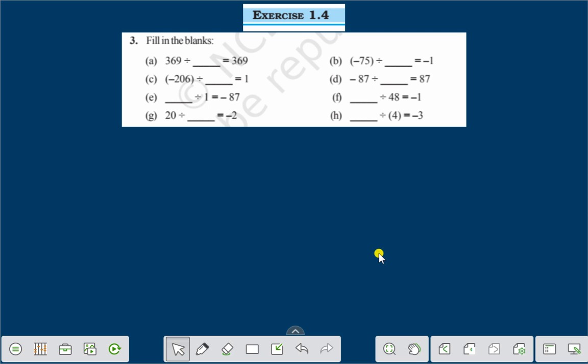Hello everyone. Today we shall discuss exercise 1.4 question number 3.